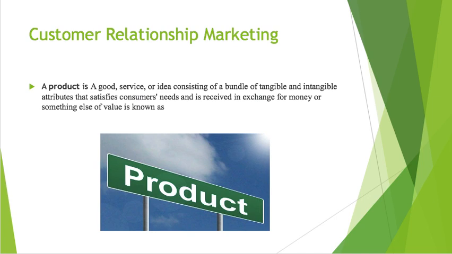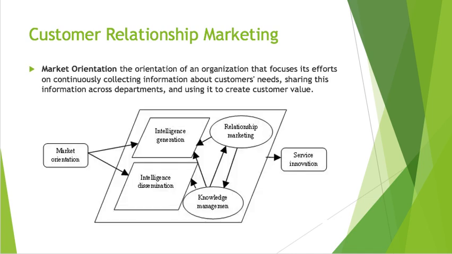Know that a product is a good, service, or idea consisting of a bundle of tangible and intangible attributes that satisfies consumer needs and wants and is received in exchange for money or something else of value. So you need to understand what a product is. Market orientation is the orientation of an organization that focuses efforts on continuously collecting information about customer needs and sharing this across departments, using it to create customer value. That is market orientation. Know what that is?